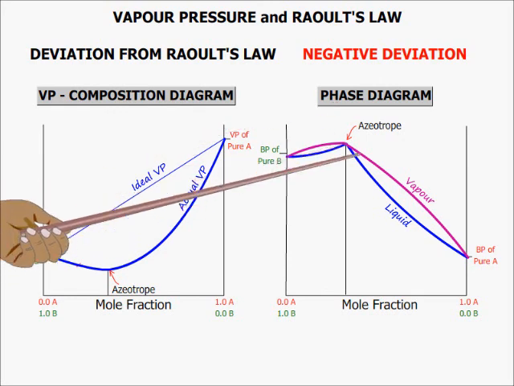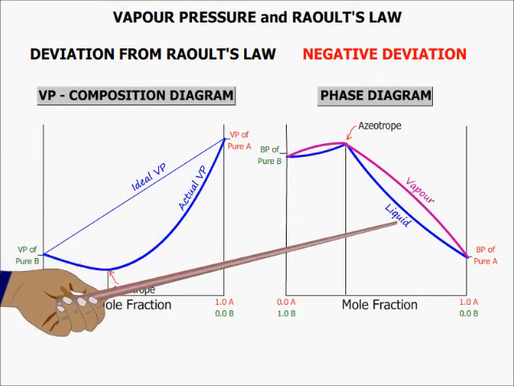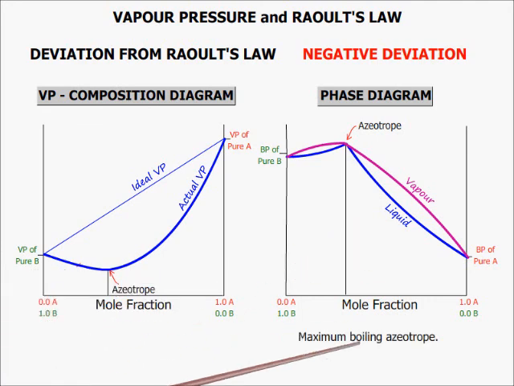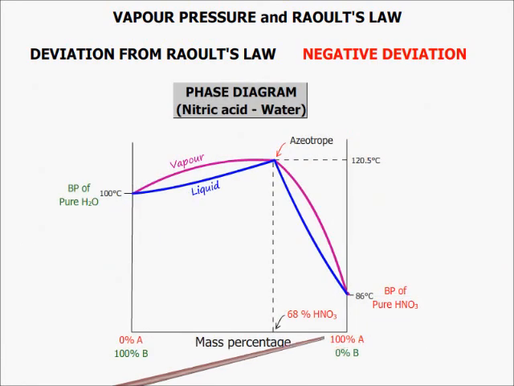At this point, the vapor and liquid composition will be equal. This azeotropic mixture is called maximum boiling azeotrope. An example of this type of mixture is nitric acid and water. 68% nitric acid is the azeotropic mixture.